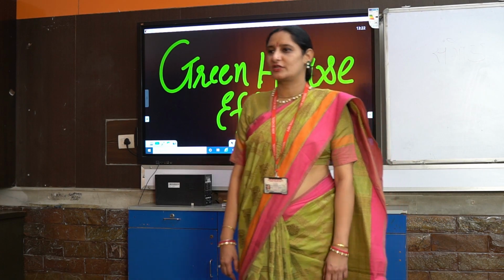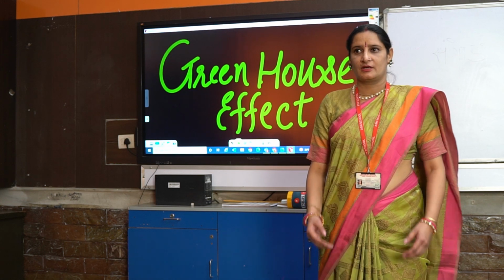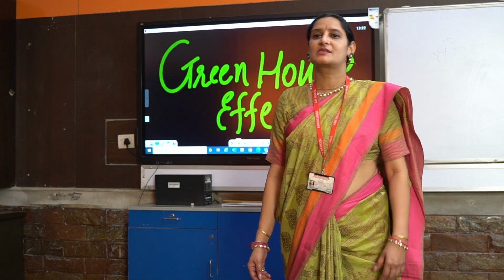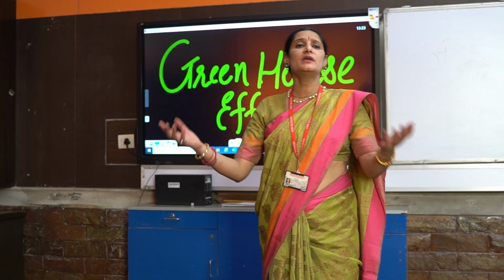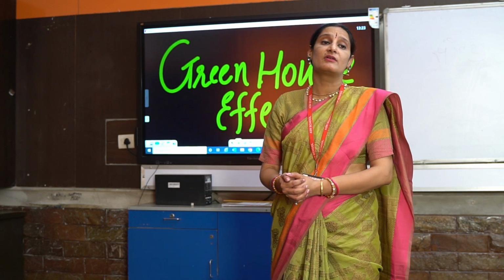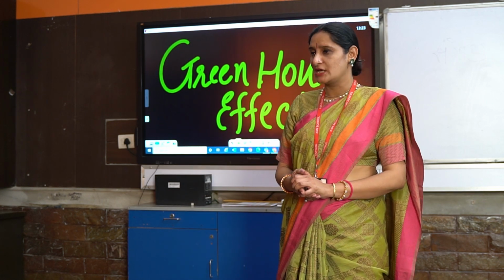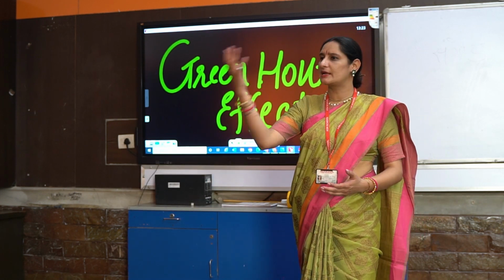The sun is the source of the light or the radiations to the earth's surface. Children, you must be knowing that the sun emits a variety of radiations to the earth. Over the years, we have been using fossil fuels, and they are releasing greenhouse gases. These greenhouse gases can be in the form of carbon dioxide or methane.